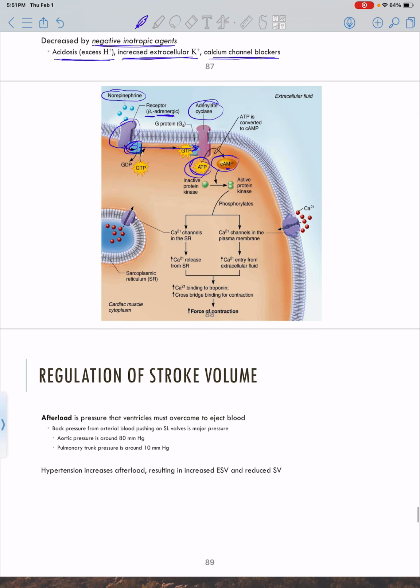cAMP is really important because cAMP is going to activate a protein kinase. Kinases, and it's an ase, so you know it's an enzyme, are just enzymes that phosphorylate things. So this active protein kinase is going to be able to phosphorylate your calcium channels in your sarcoplasmic reticulum and the channels in your plasma membrane to allow calcium to come inside our cells.